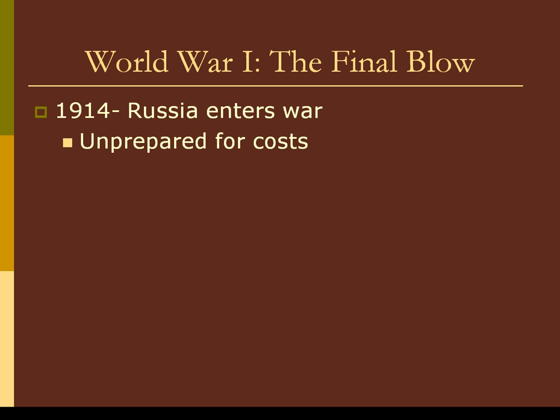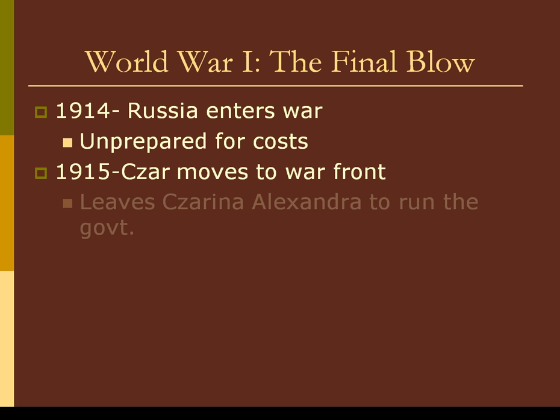So in an attempt to try to save face, in 1915, the Tsar moves to the war front. That is, he goes to the Eastern Front and actually fights alongside the Russian soldiers. But this becomes a problem because he leaves the Tsarina Alexandra there to run the government.